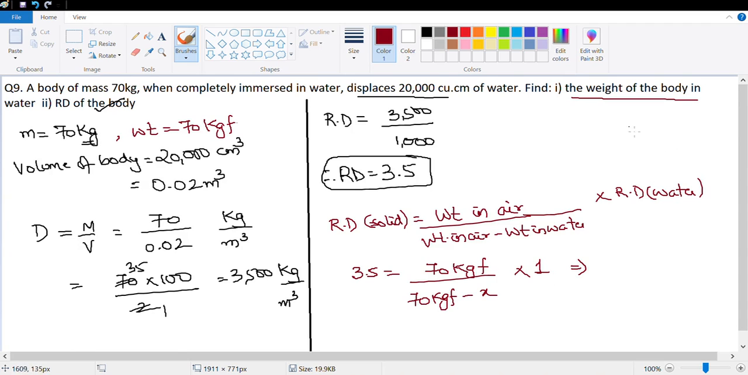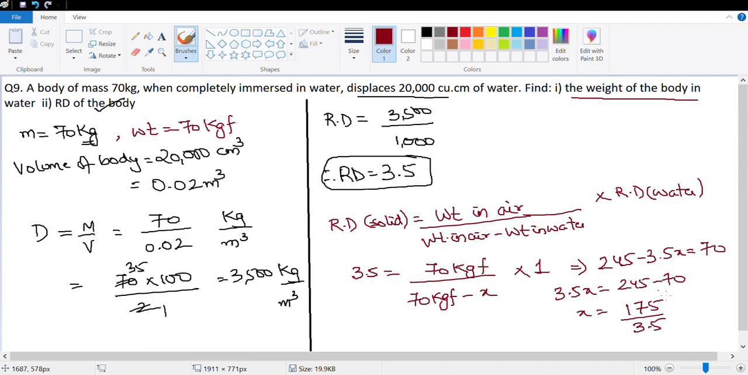That's 210, 35. That's 245. So this is 245 minus 3.5x is equal to 70. That 3.5x is equal to 245 minus 70. X would be equal to 245 minus 70. That's 175 upon 3.5. Yes, this is fine.